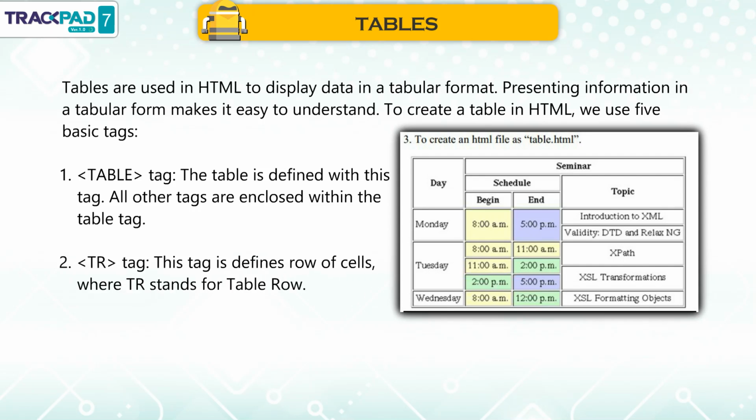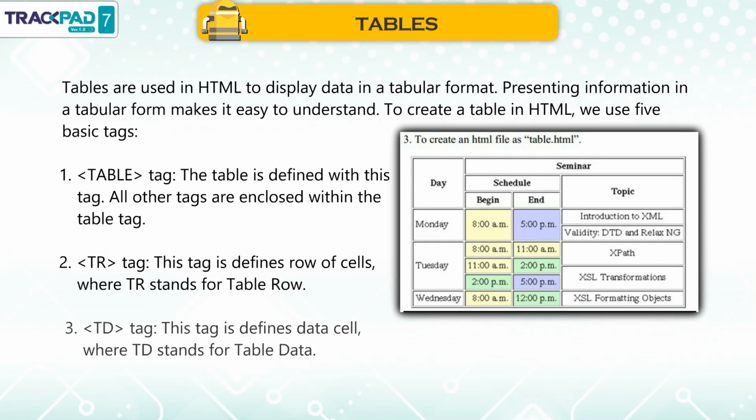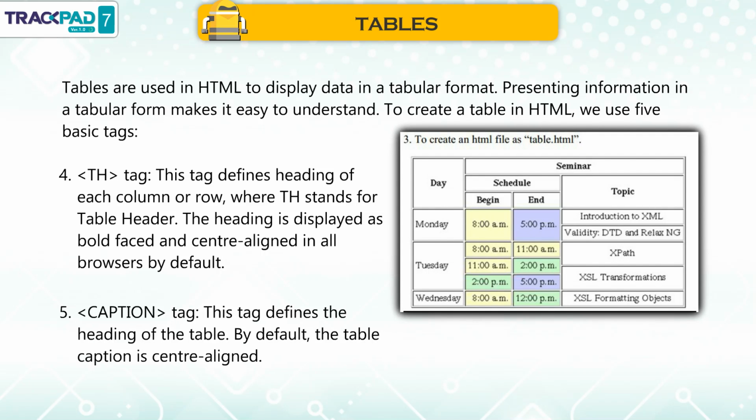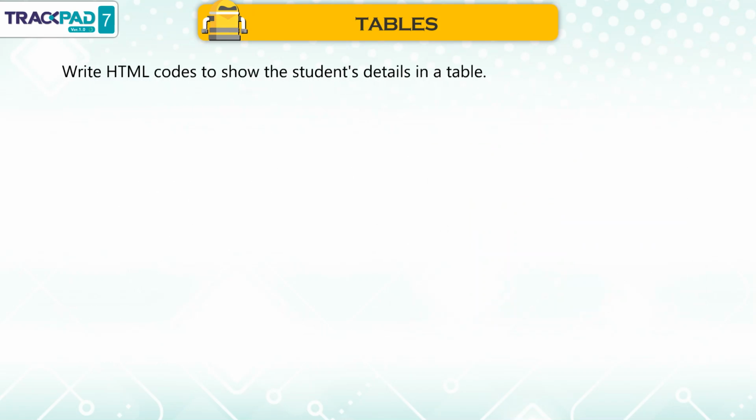Second, tr tag. This tag defines row of cells, where tr stands for table row. Third, td tag. This tag defines data cell, where td stands for table data. Fourth, th tag. This tag defines heading of each column or row, where th stands for table header. The heading is displayed as bold-faced and center-aligned in all browsers by default. Fifth, caption tag. This tag defines the heading of the table. By default, the table caption is center-aligned. Write HTML codes to show the student's details in a table.